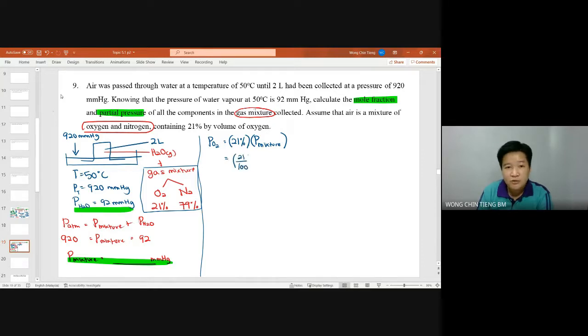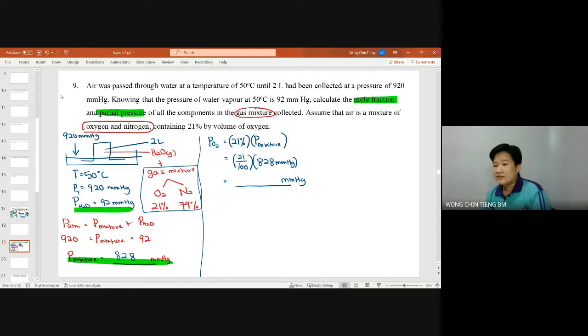So the mixture, if I'm not mistaken, is 828 mm mercury. Ada orang tukar ATM? Anyone changing to ATM? No. Bijak sikit lah. Sebab selalu budak bila dah belajar ideal gas, semua benda nak tukar ATM. Aku pun tak faham. Okay. Kira the 21%, you got the partial pressure of your oxygen in millimeter mercury.